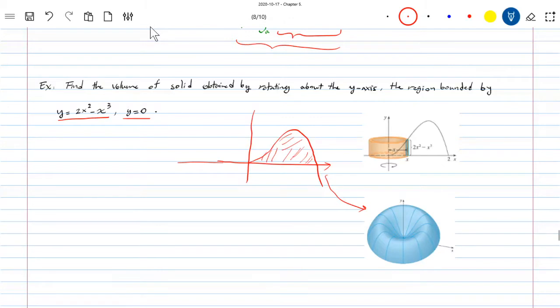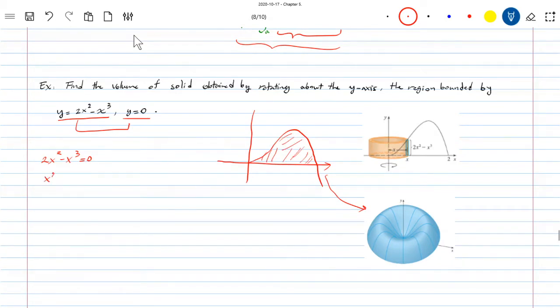If you rotate the curve, it's like a torus, but not basically a torus because you don't have a hole in the middle. It's a kind of donut shape, but not circular. So what we need to know is, first you always find a and b, the starting point and the end point of the function. So you want to find the intersection of these two. Where do you have 2x squared minus x cubed equal to 0?